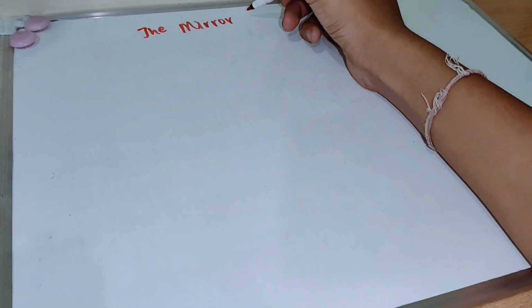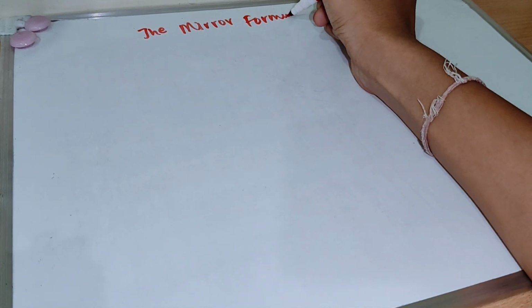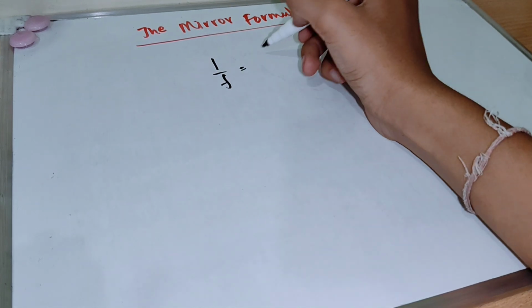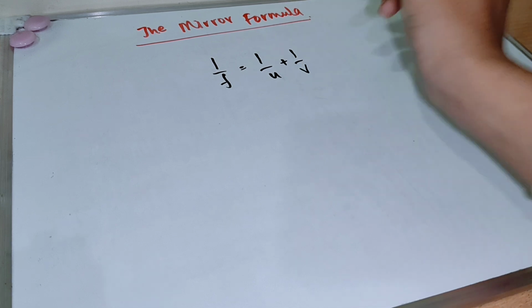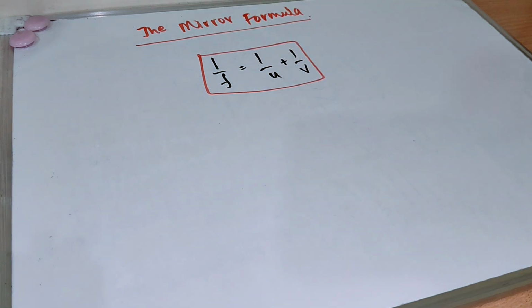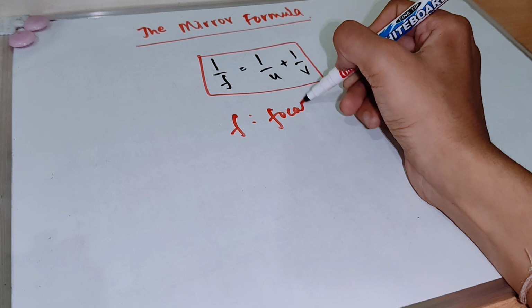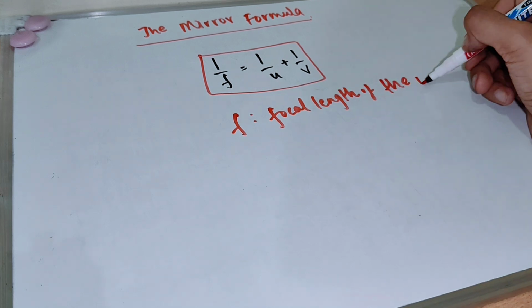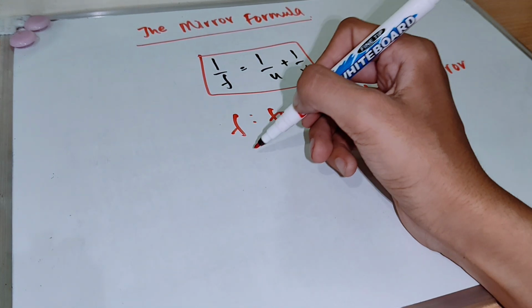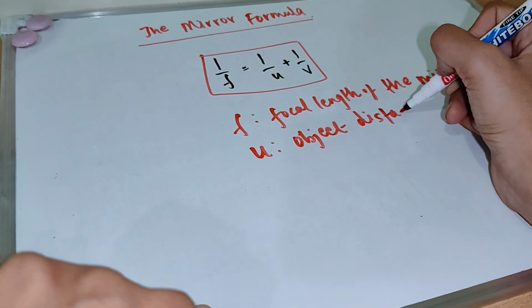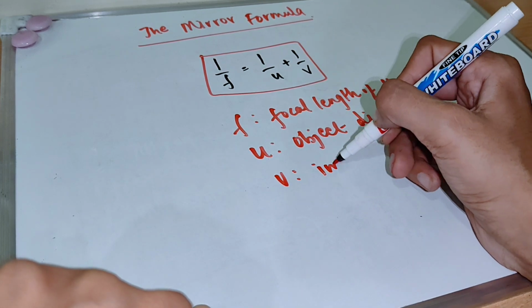This is the first formula that we are studying. So basically the mirror formula is 1 by f is equals to 1 by u plus 1 by v. This is the mirror formula. Here f is the focal length of the mirror, u is the object distance, v is the image distance.